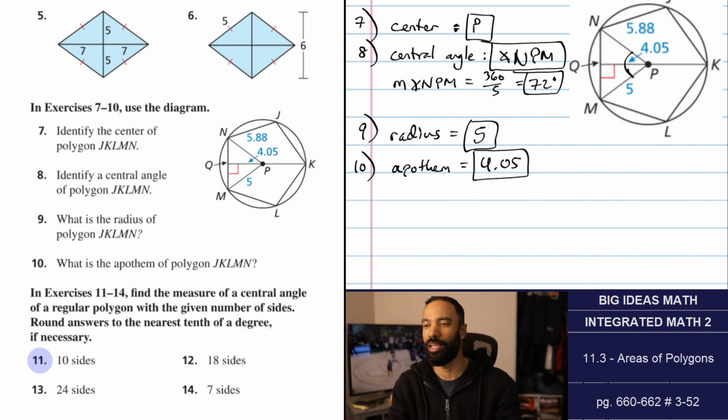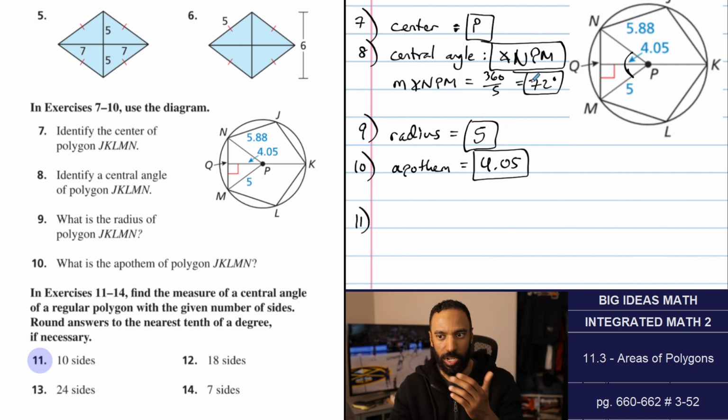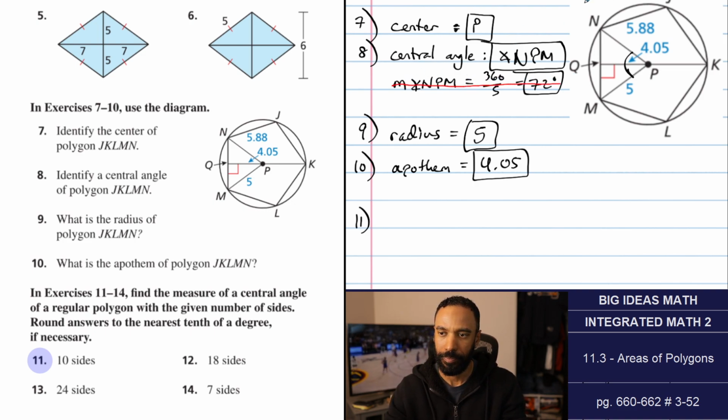All right, numbers 11 through 14. So they're really building slowly through these for you guys, so you can always make sense of it. So that first one, this central angle here, I don't think we did need that because they're going to ask you for it next, it looks like.